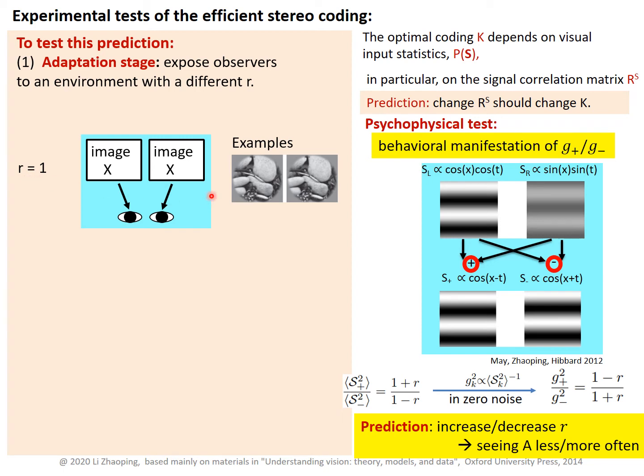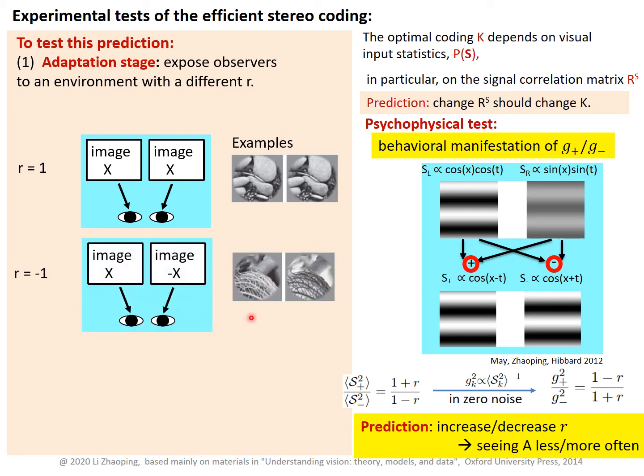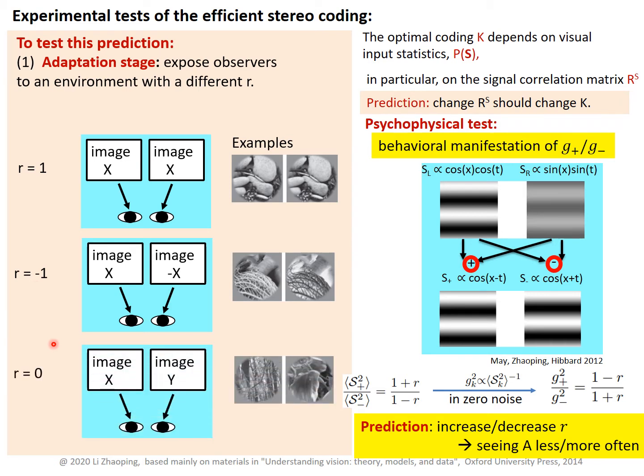And you can make sure they do see identical images by letting them wear stereo goggles, and you can control exactly which image each eye sees. Here is another example. The image shown to the left eye is a photonegative of the image shown to the right eye, and this should cause correlation coefficient R equal to -1. Or you can adapt them to seeing independent images in the two eyes to make R equal to 0.